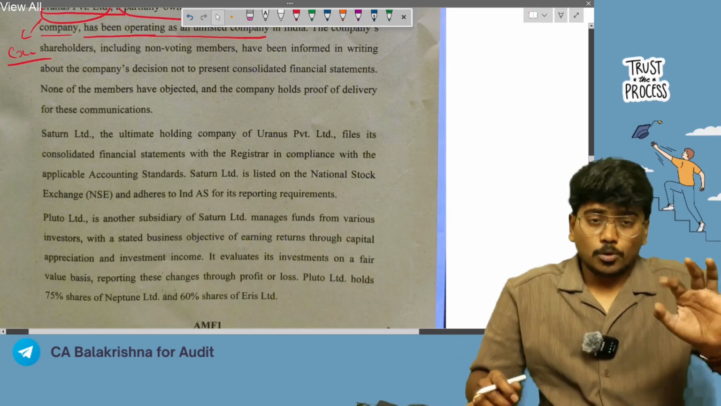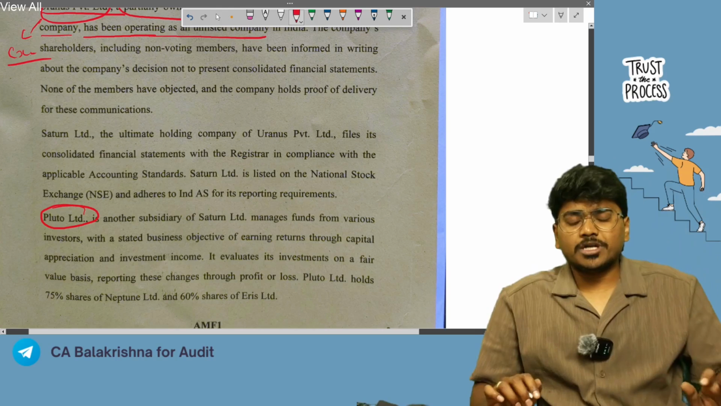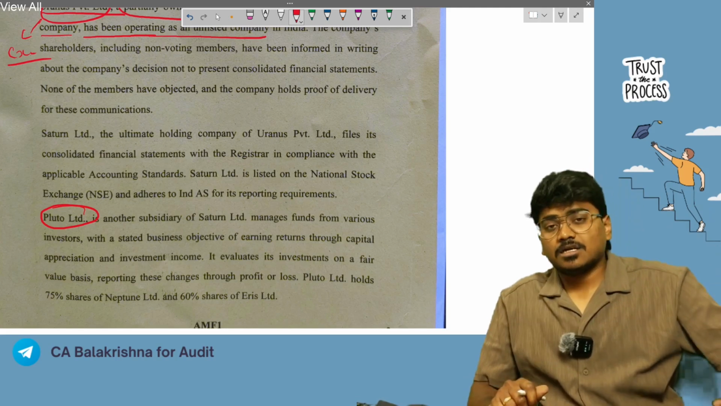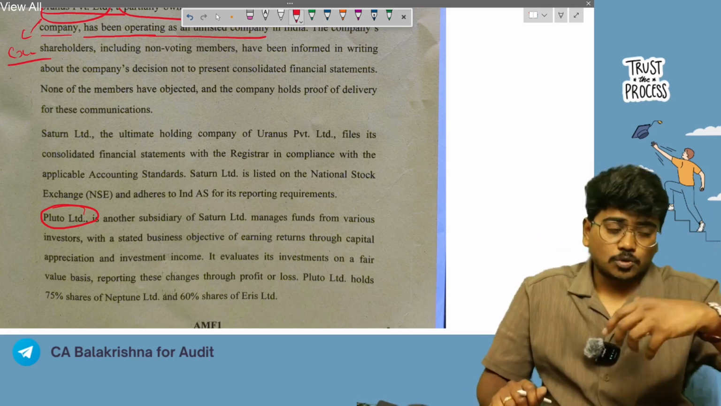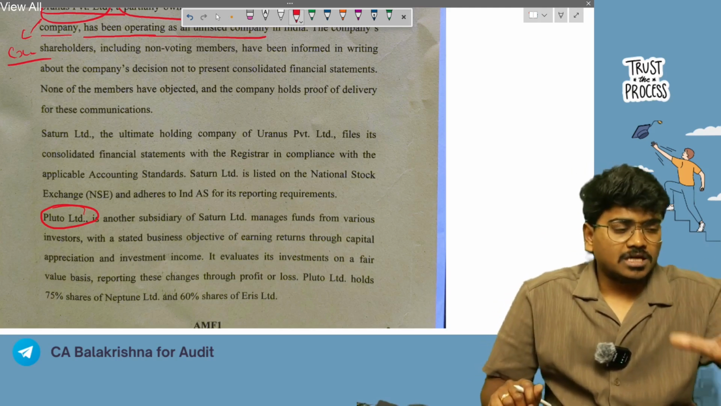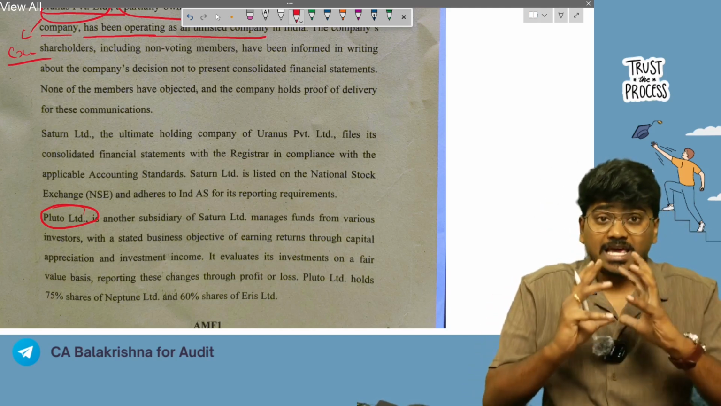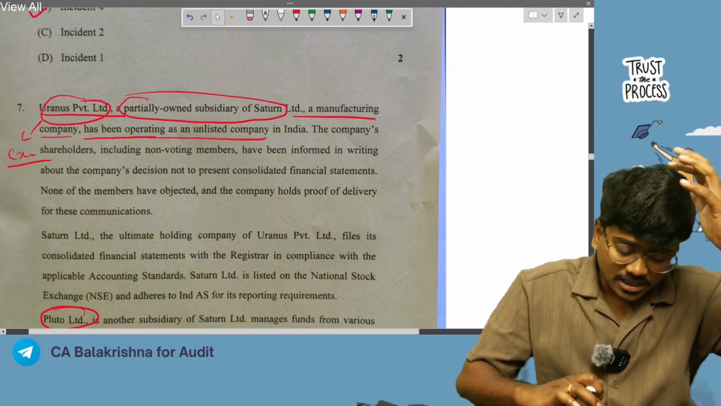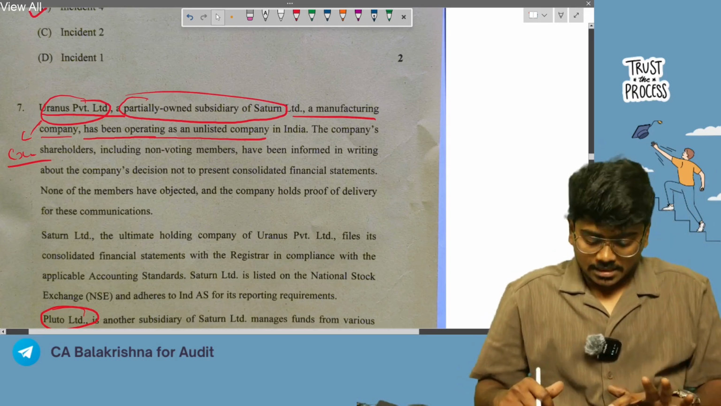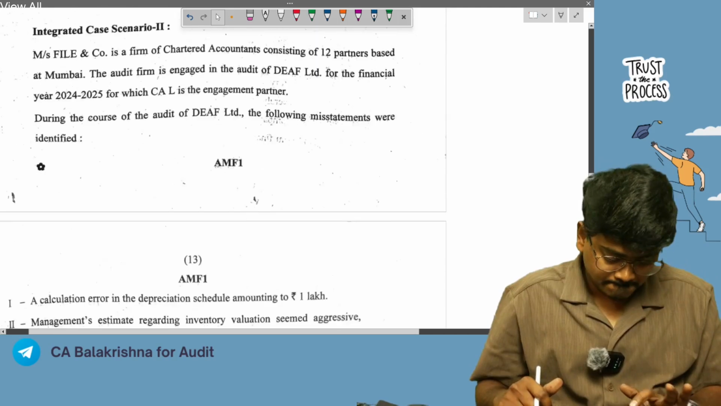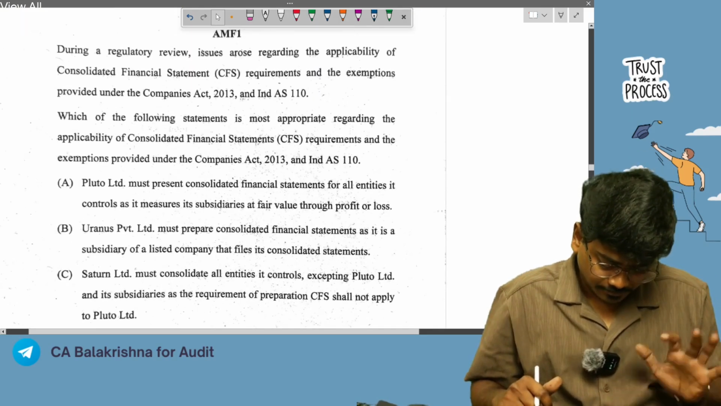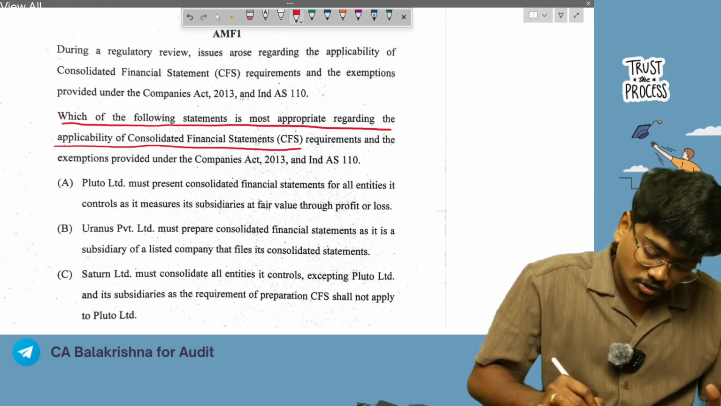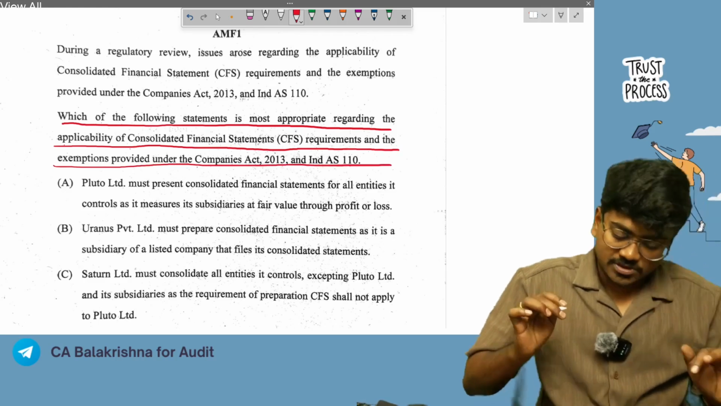And there is Pluto Limited. This Pluto Limited is basically an investment entity. It is obtaining funds from the public, and it is operating for the purpose of generating income through capital gains, interest income or dividend income. So this is completely an investment entity. Pluto Limited is also a subsidiary of our Saturn Limited. Now the question that is asked is, which of the following statements is most appropriate regarding the applicability of consolidated financial requirement and the exemption provided under the Companies Act and Ind AS 110?